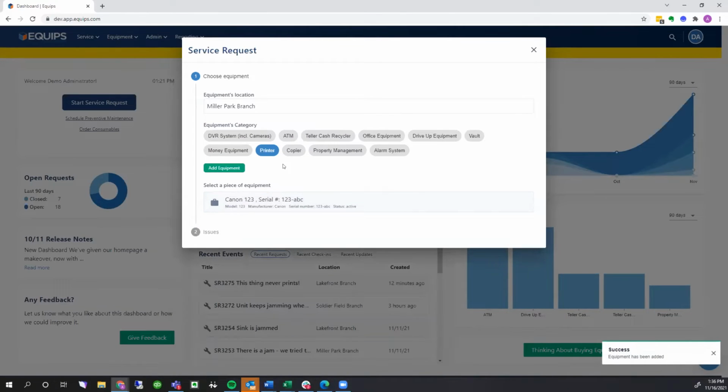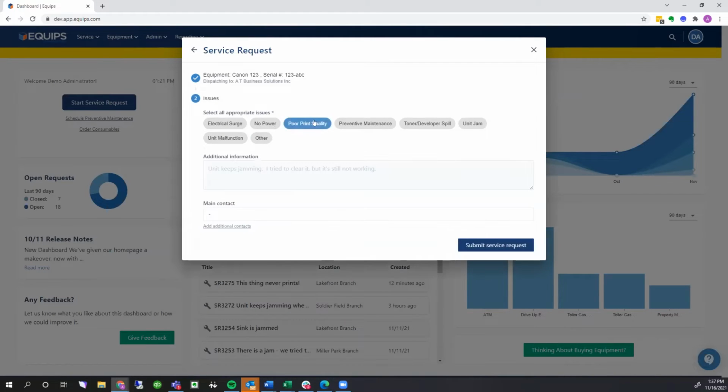And this is maybe new. You may not have seen this, but users can do this. And tells us what's wrong. The printer is jamming, and he goes on with his day.